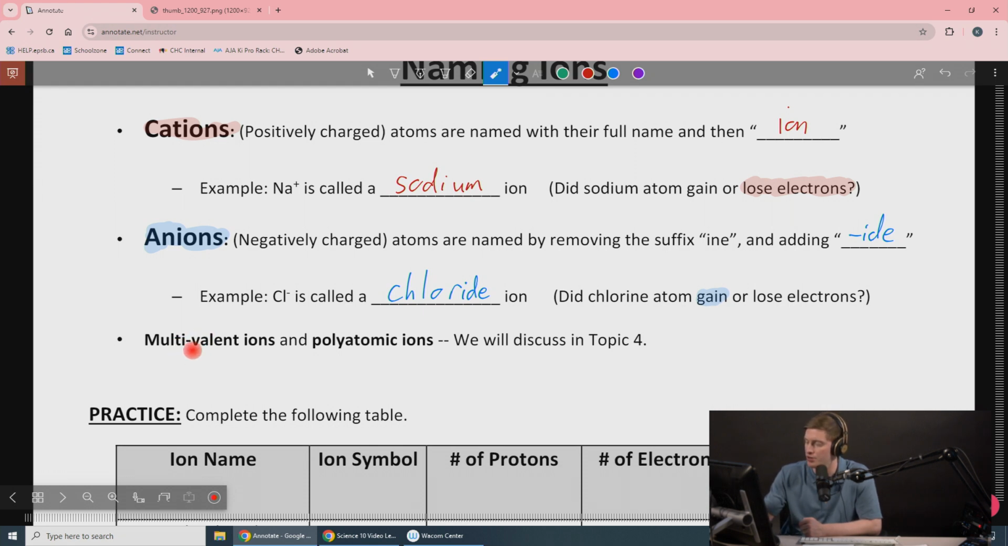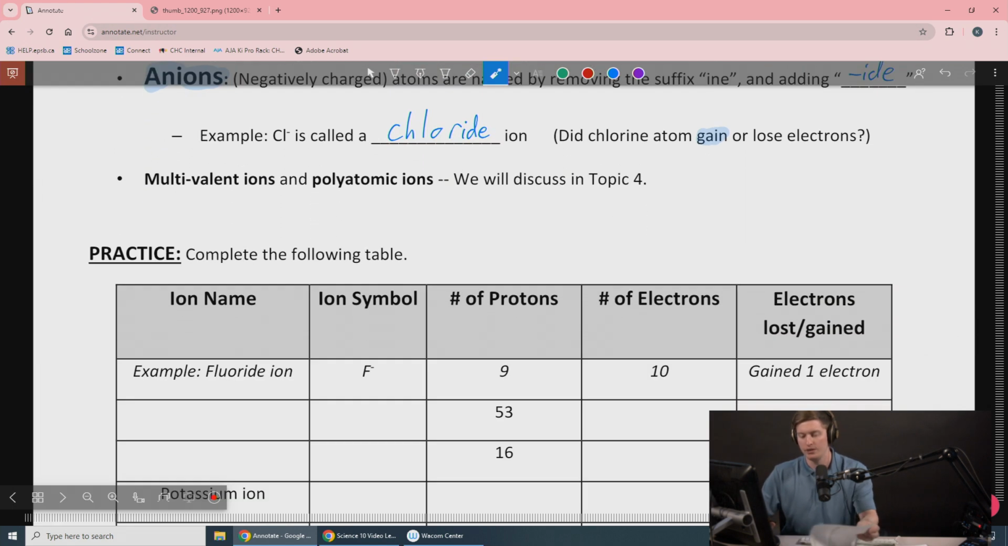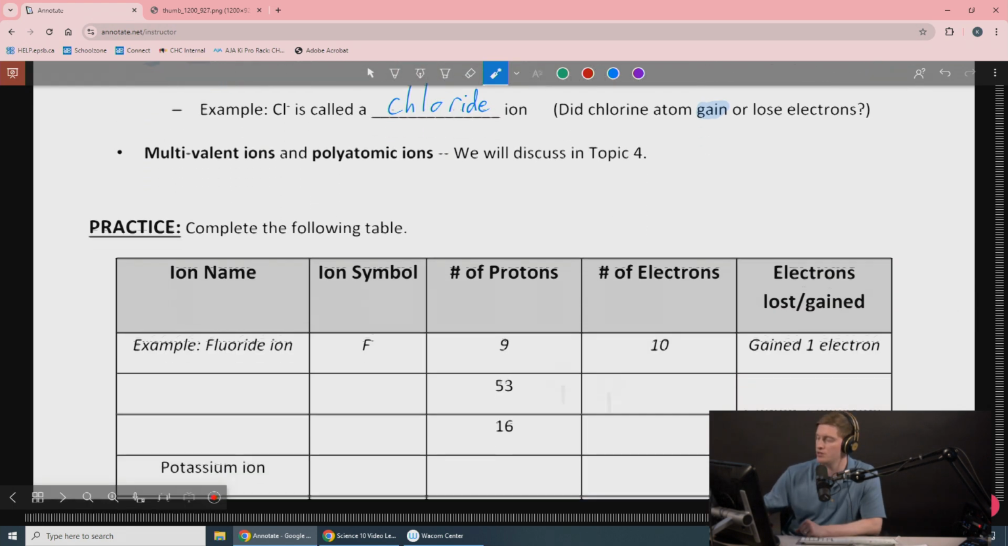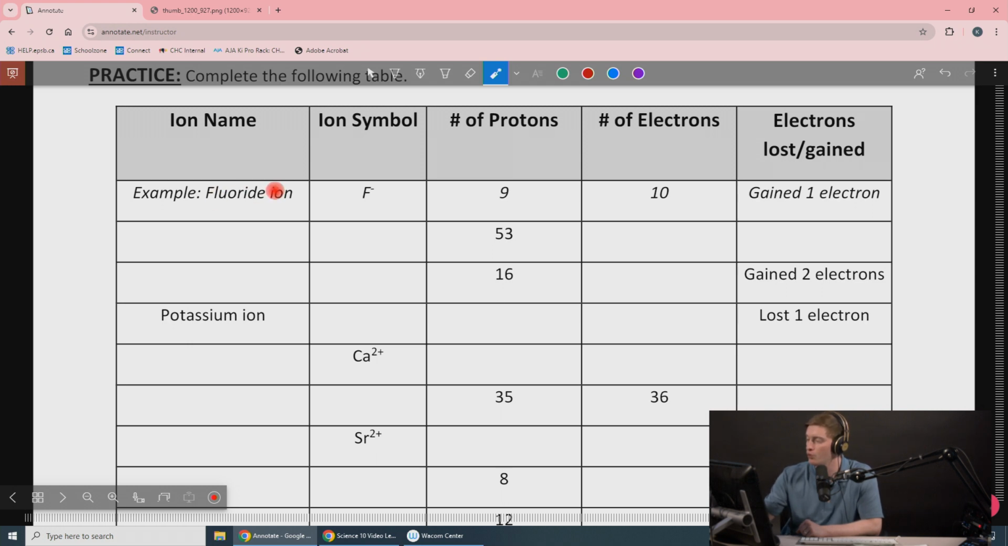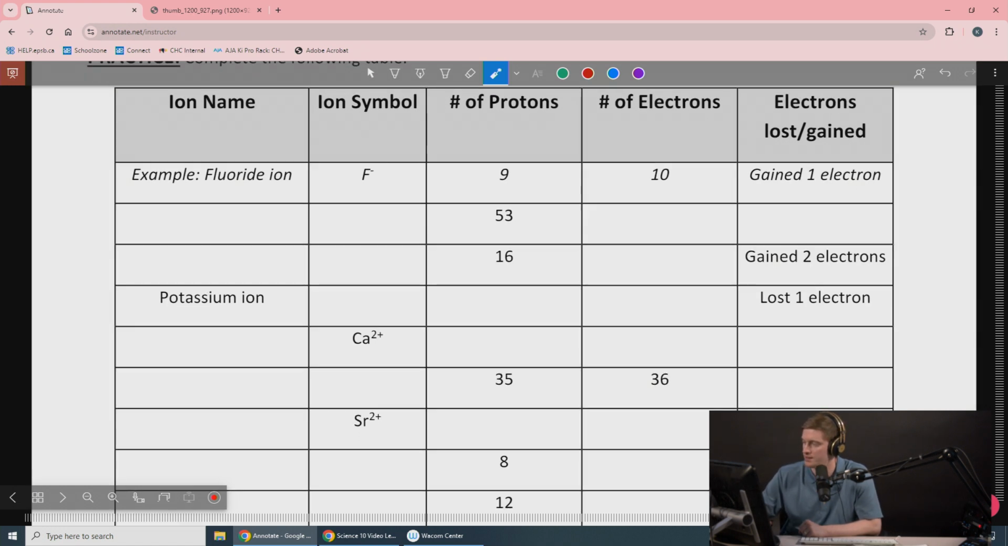There are other types of ions called multivalent ions and polyatomic ions that we will discuss later when we talk about ionic compounds. For now, here is a helpful chart that you can do some practice with. The fluoride ion gets the symbol F-. It has 9 protons, 10 electrons, and when it became the ion, it gained 1 electron. If you kind of work through this, then you can get some information down there. Not everything in here has to be an ion. It could have an atom as well if you wanted.